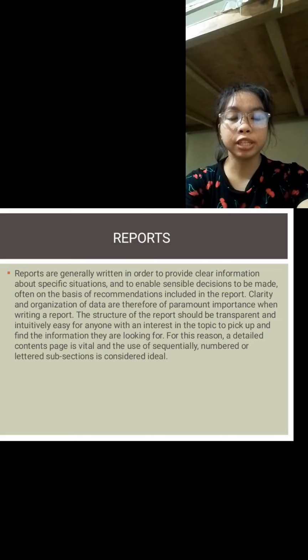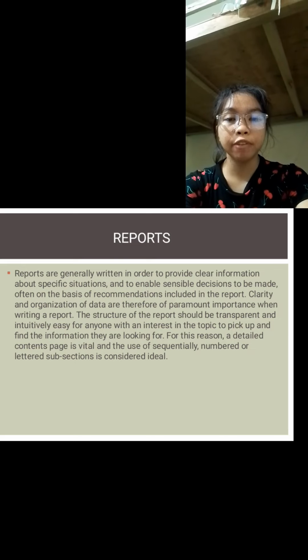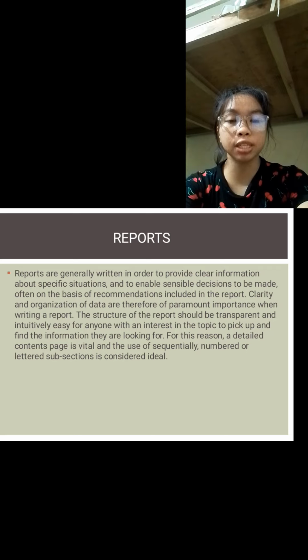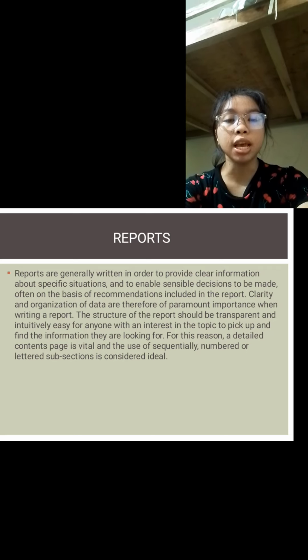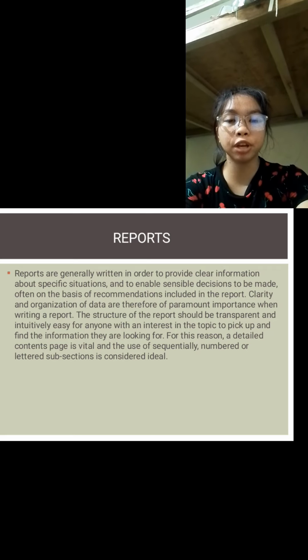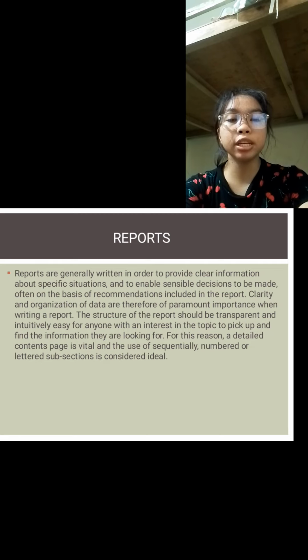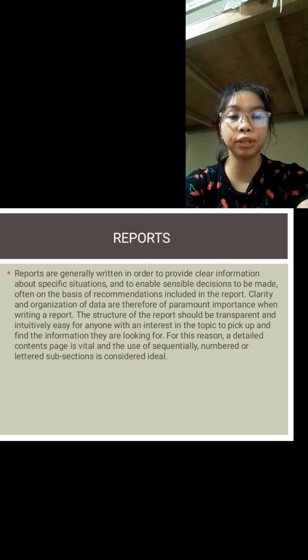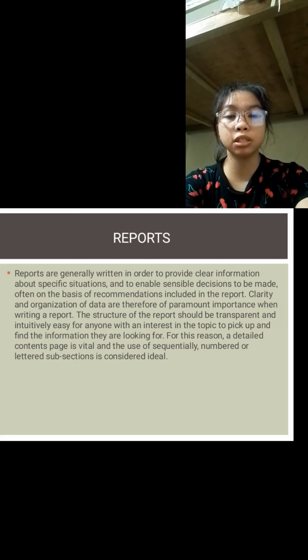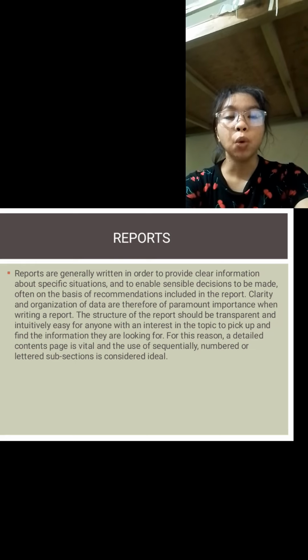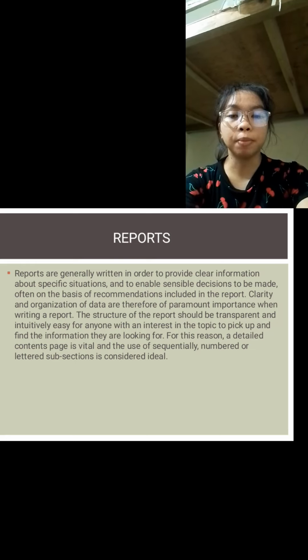Reports are generally written in order to provide clear information about specific situations and to enable sensible decisions to be made, often on the basis of recommendations included in the report. Clarity and organization of data are therefore of paramount importance when writing a report. The structure of the report should be transparent and intuitively easy for anyone with an interest in the topic to pick up and to find the information they are looking for.